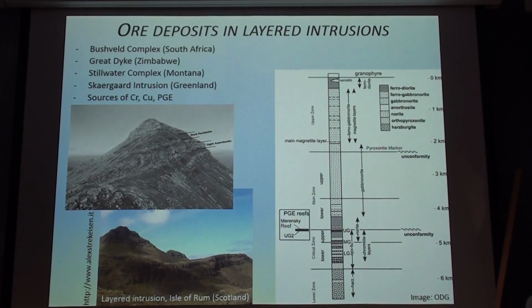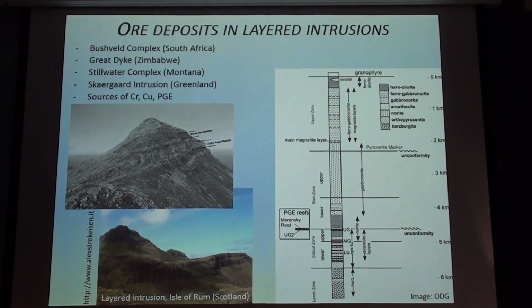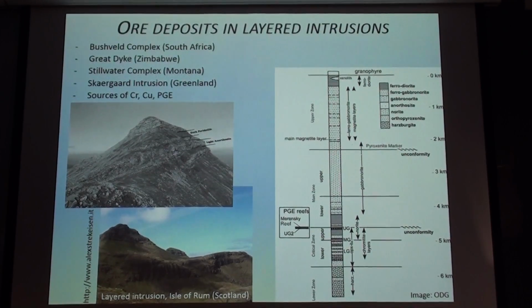This particular layered intrusion is not associated with particular mineral deposits, but up at the top there are a few named. The Bushveld complex in South Africa is a famous one. Great Dyke, not as famous. The Stillwater complex in Montana, and the Skaergaard intrusion in Greenland. And these are usually sources of chrome, copper, and PGEs.